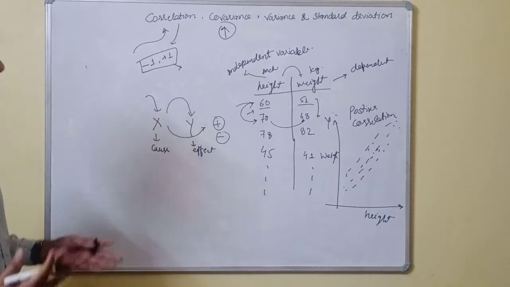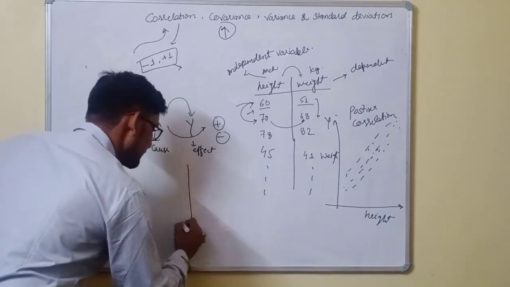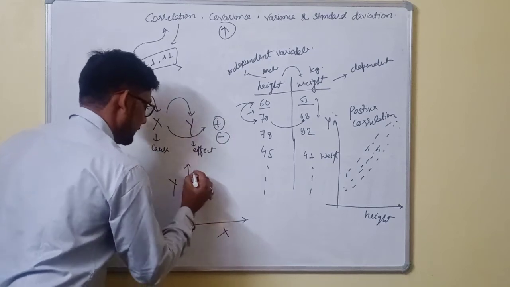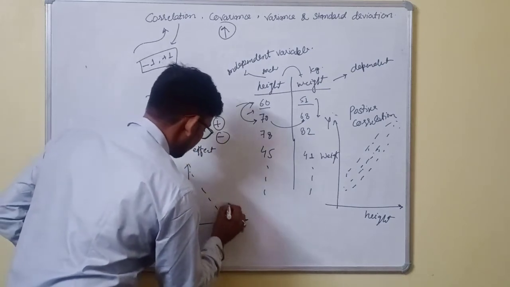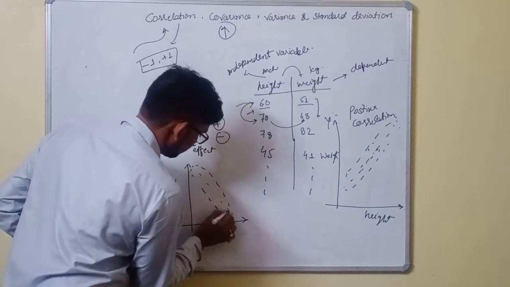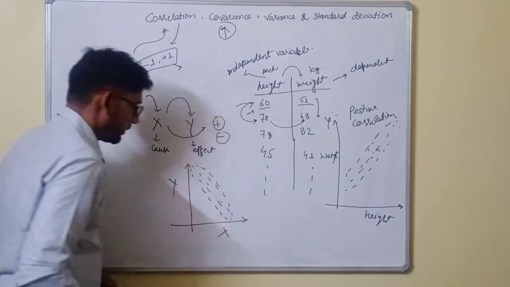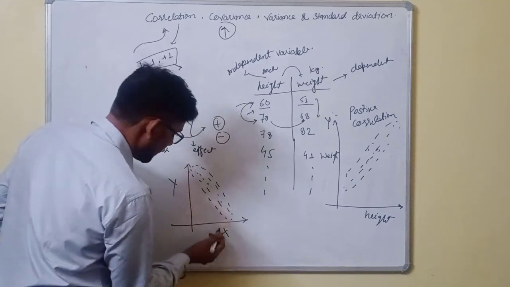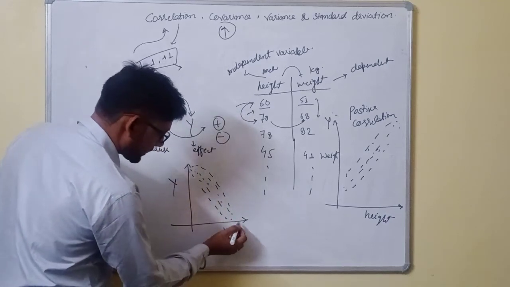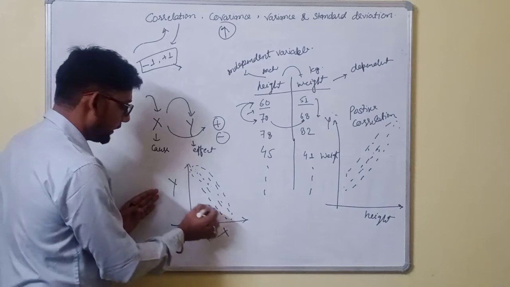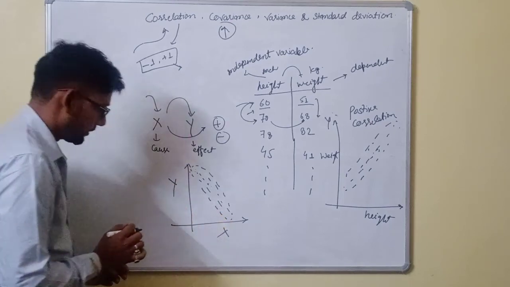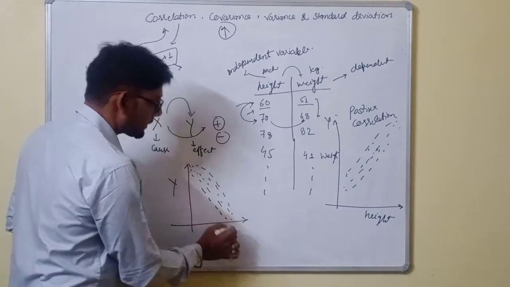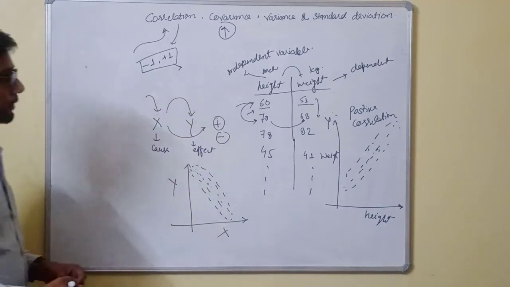Now, what is negative correlation? Negative correlation is like this. If you have x and y dimensions and the points look like this, right? So the value of x increases, automatically the value of y is decreasing, right? So it's going in this direction.